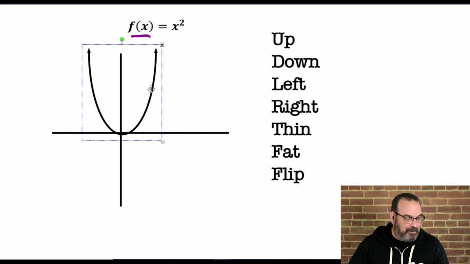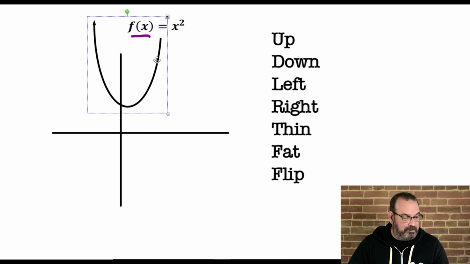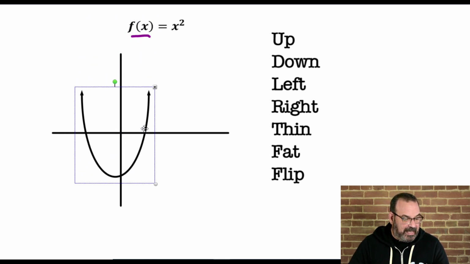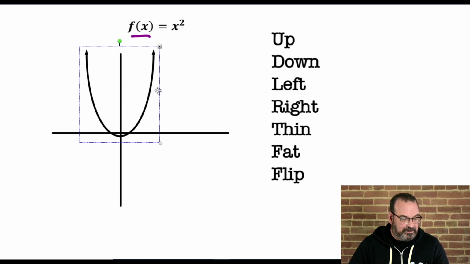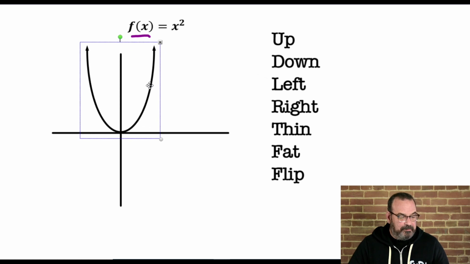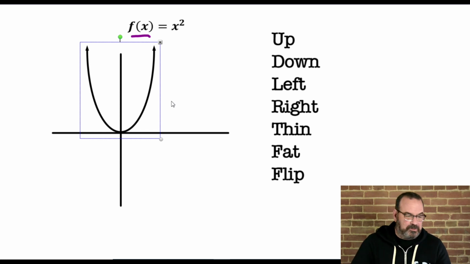So you can grab a parabola, or any type of function, and you can move it up, you can move it down, you can move it to the left, you can move it to the right. You can make it thinner or compress it. You can make it fatter or expand it, and you can flip it upside down. And in function notation, there is a way to do each one of these.